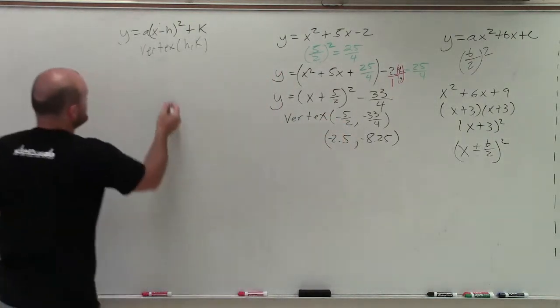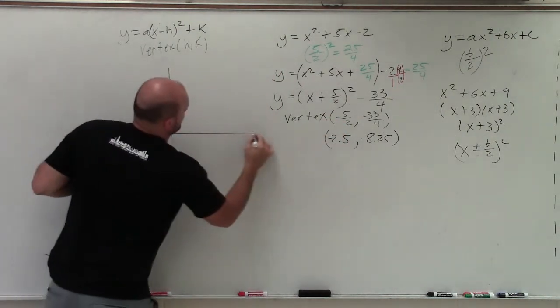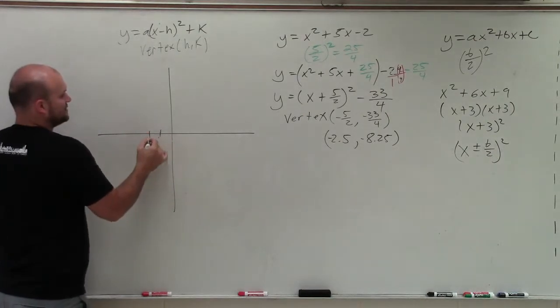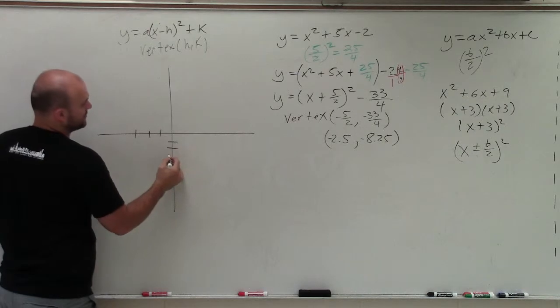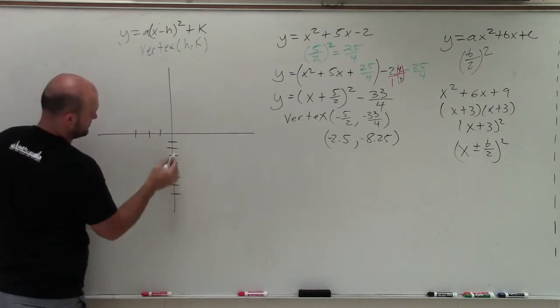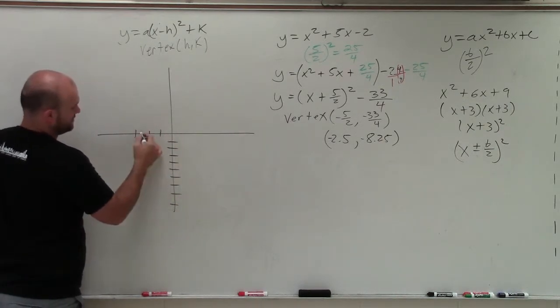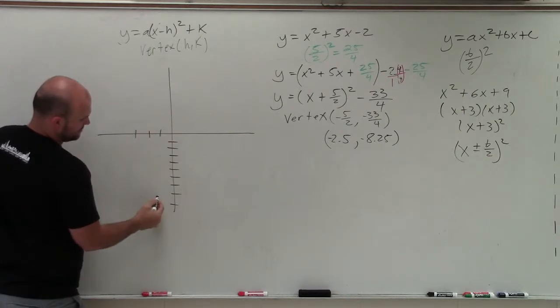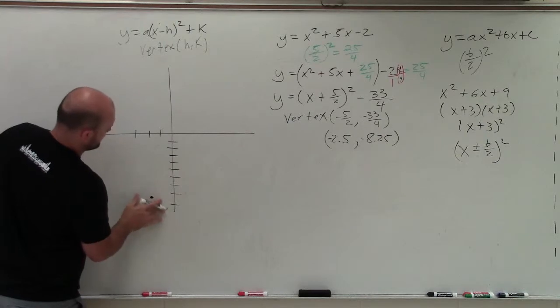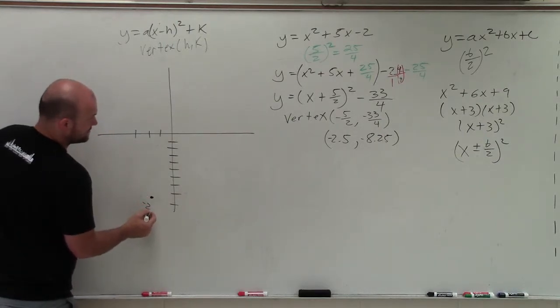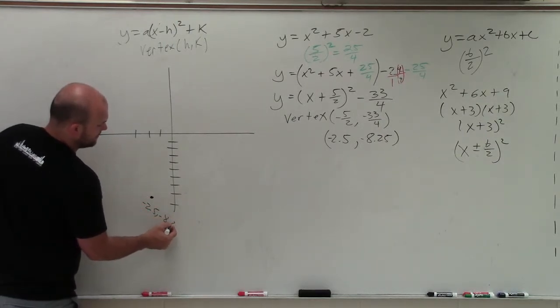So now to graph this, I go over negative 2.5, and then down 8.25. So negative 2.5, negative 8.25. There's my vertex: negative 2.5 comma negative 8.25.